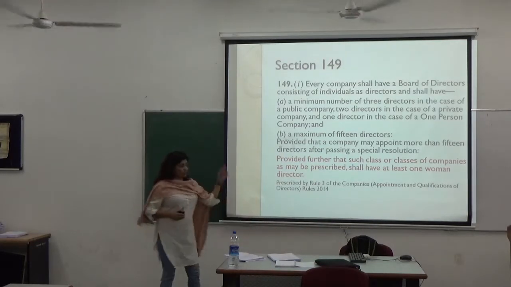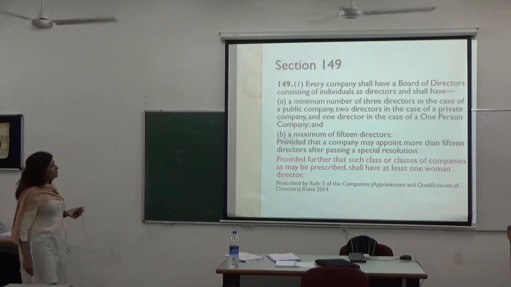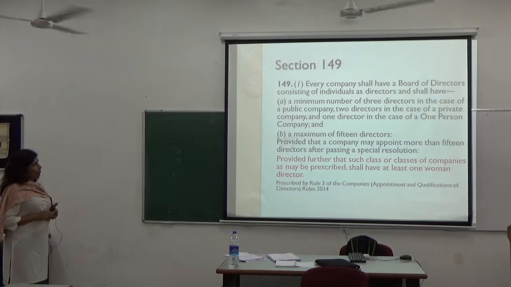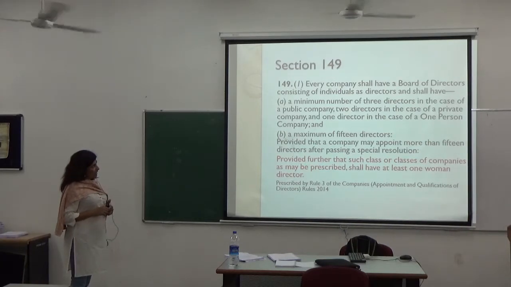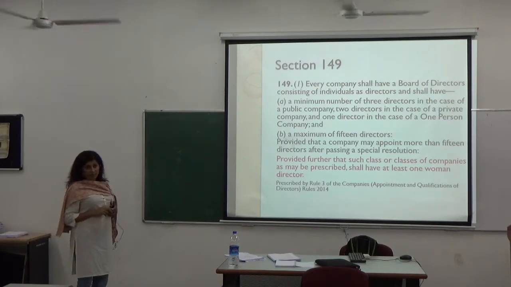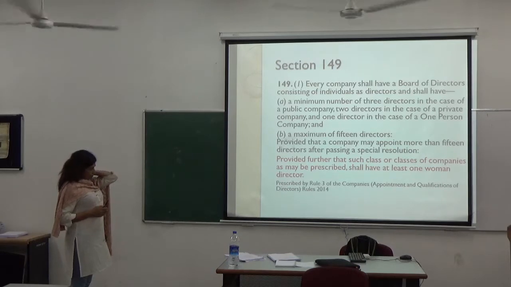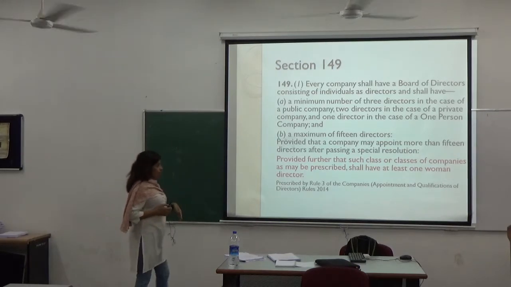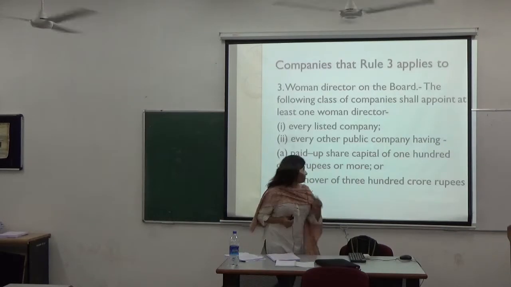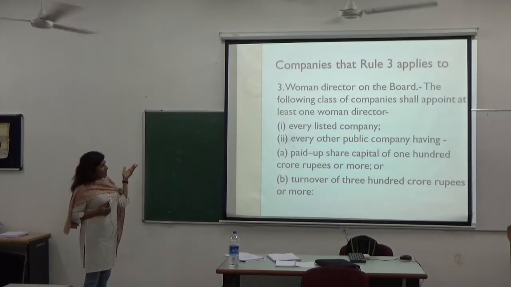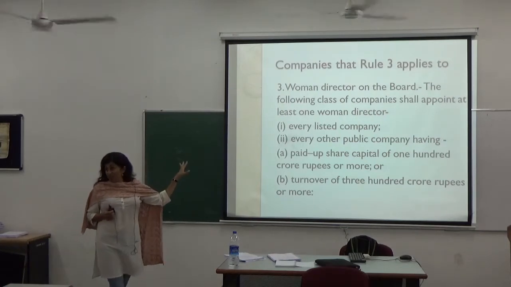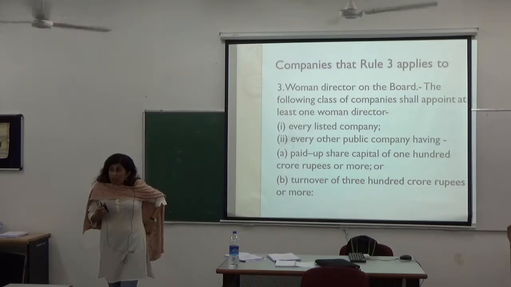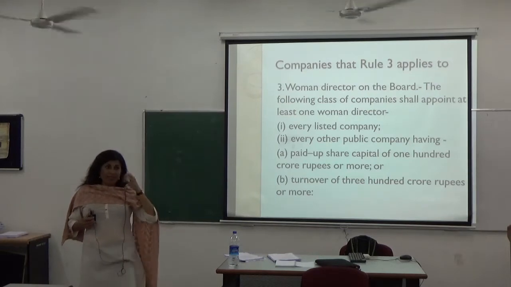So basically there's a section, as you most probably all know, section 149, that every company shall have a board of directors, and as you know, 3 to 15 for public, 2 to 15 for private, and 1 for single, and at least one woman according to the rules. And the rules are that it's a listed company, or a company having a paid-up share capital of 100 crore or a turnover of 300 crore. So these are the sorts of companies. They're not talking about small companies. They're talking about large companies with most probably a dozen directors where they're saying you should have one.